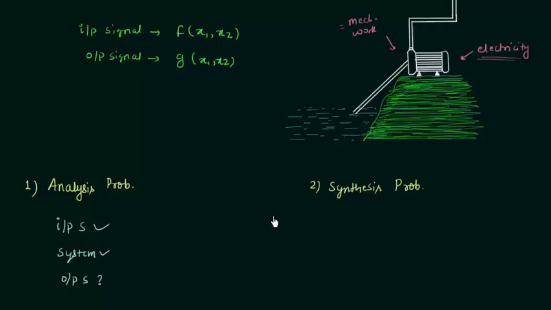On the other hand, in case of synthesis problems, we have the input signal, we do not have the system, we have the output signal, and by using the information about the input signal and the output signal, we need to find out the system. Compared to analysis problem, this type of problem is complicated, and there may or may not be a solution of this type of problem, because the system may or may not exist for the given output signal.